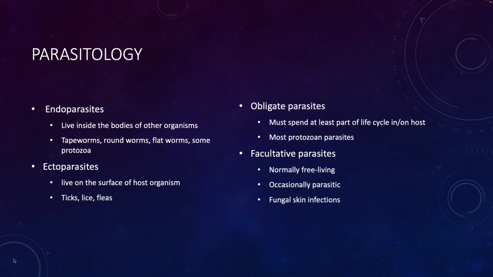But we also have some parasites that we call facultative, meaning they can live outside of the host, and sometimes they can live inside the host. Normally they can live outside, but occasionally these organisms can become parasites. So things like a fungal skin infection. A lot of the fungi that cause skin infections normally just live in the soil, and sometimes they get on us and then they cause an infection. So they would be facultative parasites.